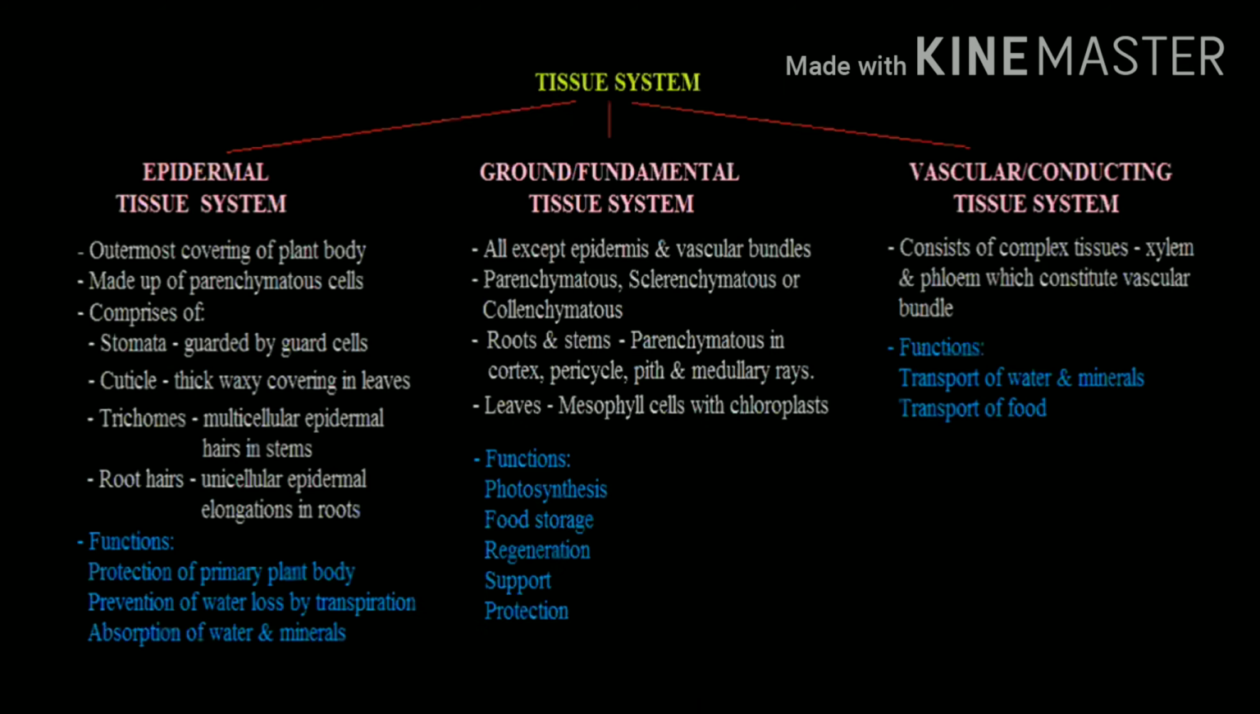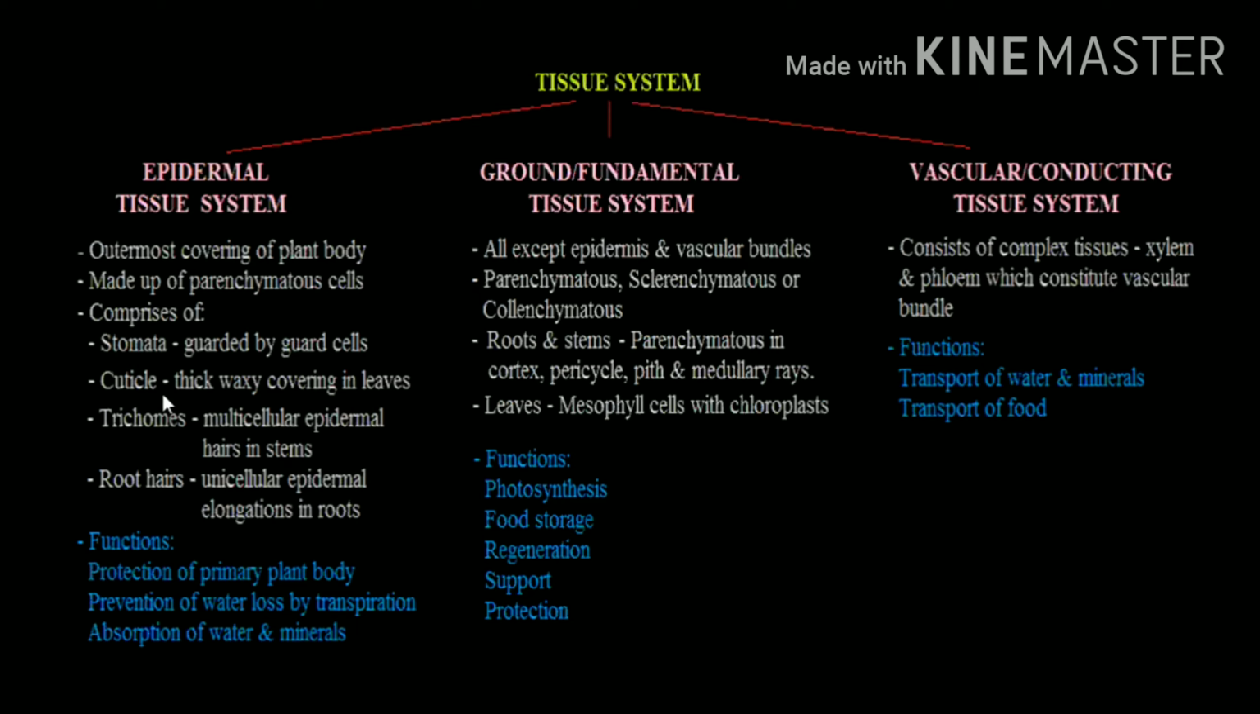Moving on to the chart. The tissue system in plants comprises the epidermal, ground or fundamental, and vascular or conducting tissue systems. The epidermal tissue system is the outermost covering of the plant body, which is mostly made up of parenchymatous cells, and it comprises stomata, which are guarded by guard cells, seen in the leaves.